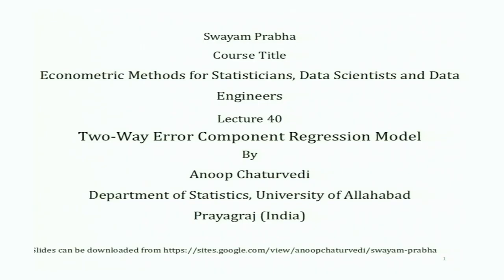Welcome to lecture 40 of the course on econometric methods for statisticians, data scientists and data engineers. The title of this lecture is Two-Way Error Component Regression Model. In the last lecture, we considered the one-way error component model and discussed the estimation of both the fixed effects model as well as the random effects model.